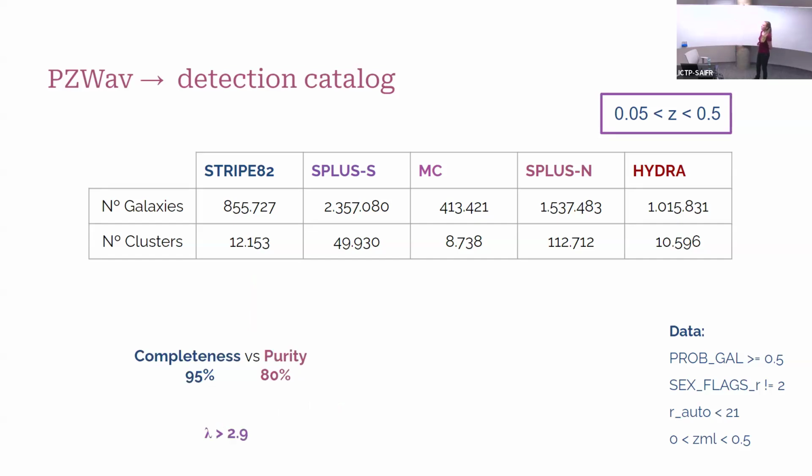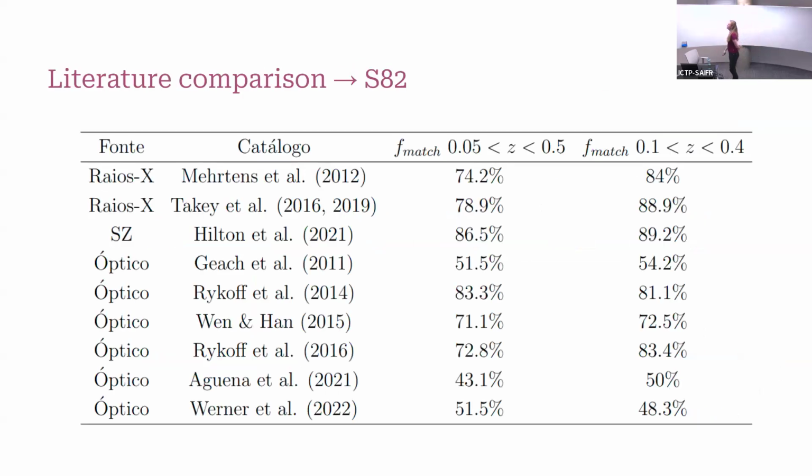So when I tried to analyze using simulation, I found that if we put a richness threshold of 2.9, we end up with a catalog which is 95% complete and 80% pure. And here is a comparison between other catalogs found in the Stripe 82 area, both from X-rays and also other optical catalogs.